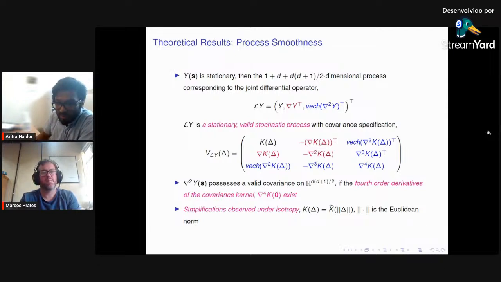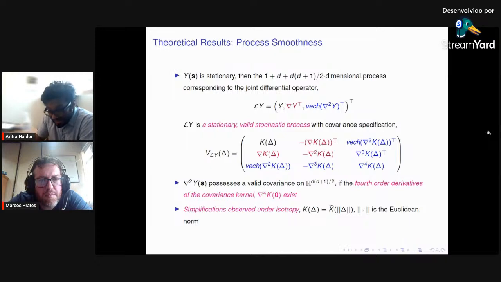Oftentimes, the kernels that we work with are isotropic. What isotropy means is that it's not dependent upon delta, but the norm of delta. Delta is a vector. Norm of delta is a scalar, right? So oftentimes, that introduces a lot of simplifications, and we derive that in the paper. You will see things get a lot more simplified.